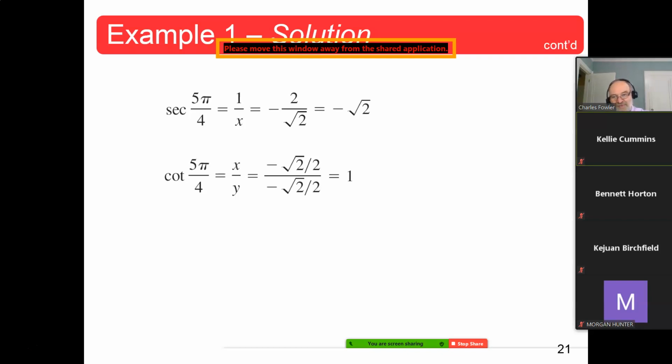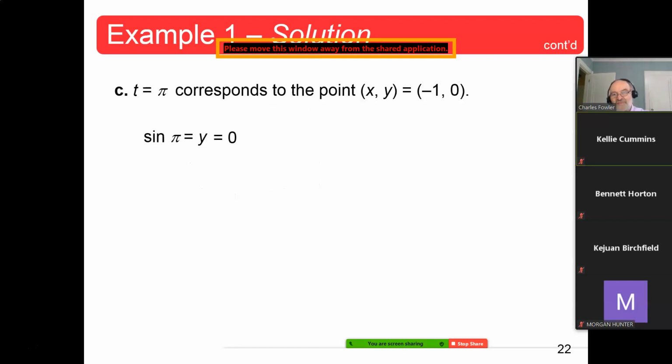The C part, we did these last time on Tuesday. The C part, t equal pi corresponds to the point over there at minus 1, 0. Pi away, on the opposite side of where you started, negative 1, 0. So guess what? Your y value, sine of pi, is 0. Cosine of pi is x, which is minus 1. The tangent of pi is y over x, which is 0 over a minus 1, which is merely 0.